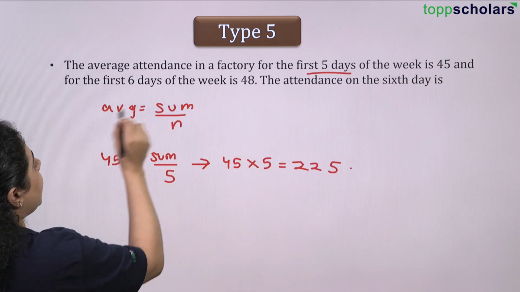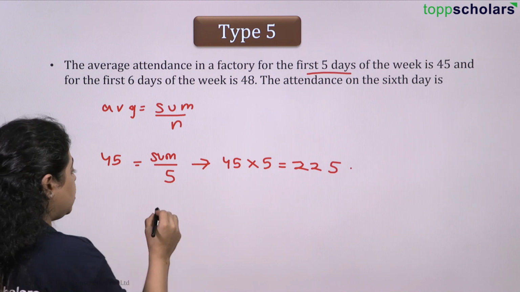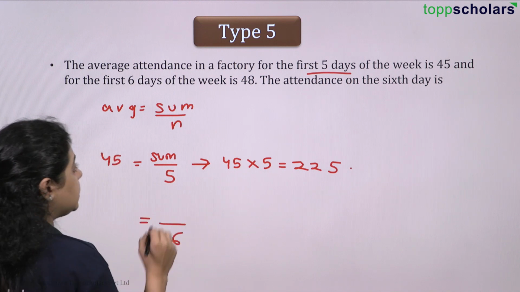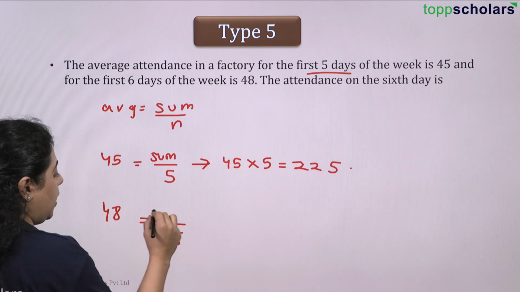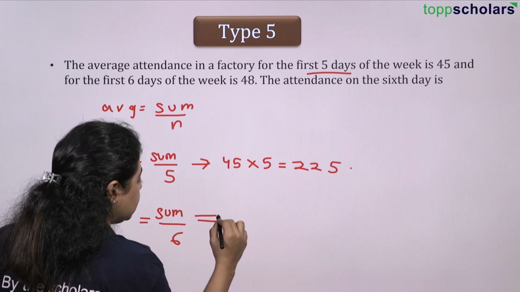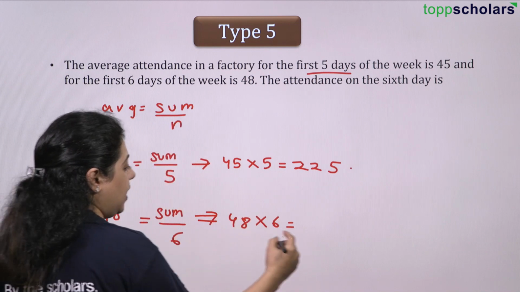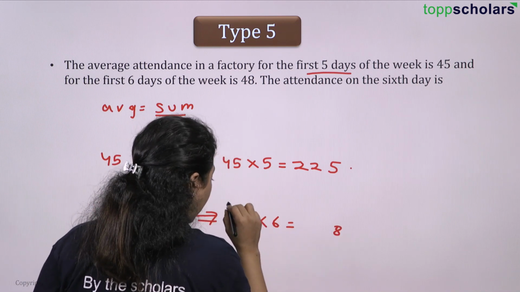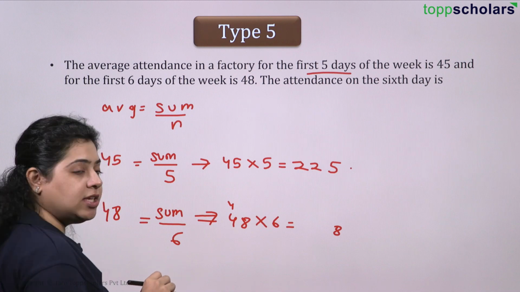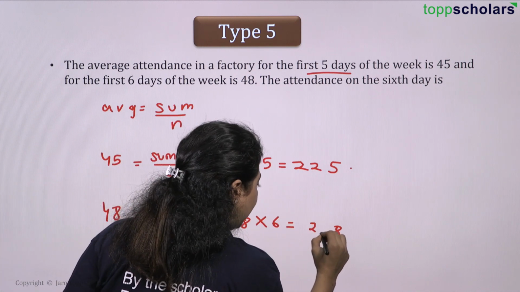Further, we are given the average of the first 6 days. So for 6 days, now n becomes 6. Average is given to us as 48. So we can find out the sum. It is nothing but 48 into 6. So 8 into 6 we get 48, and here 6 4s is 24 plus 4 is 28, so the sum is 288.